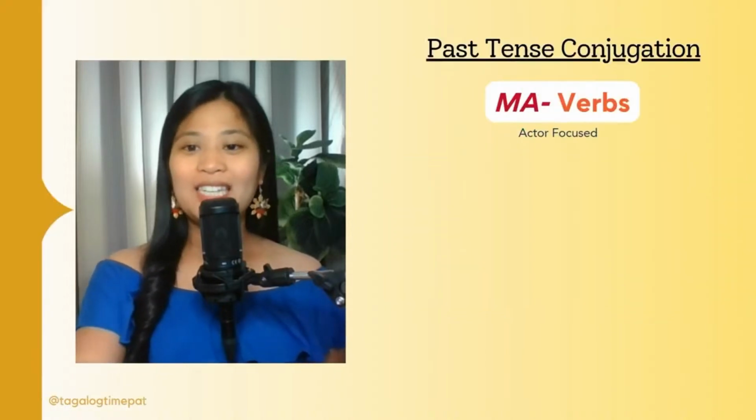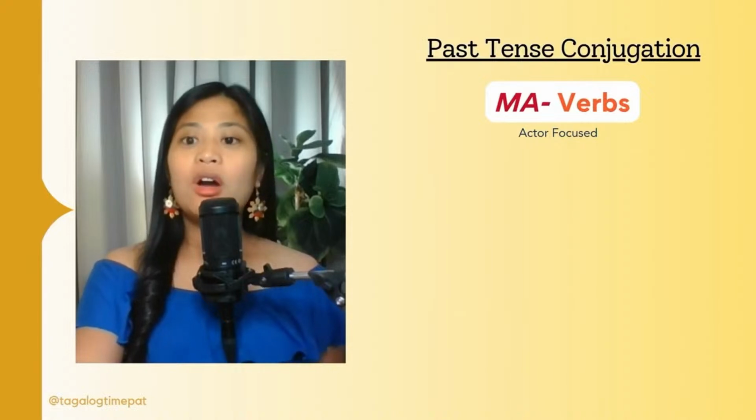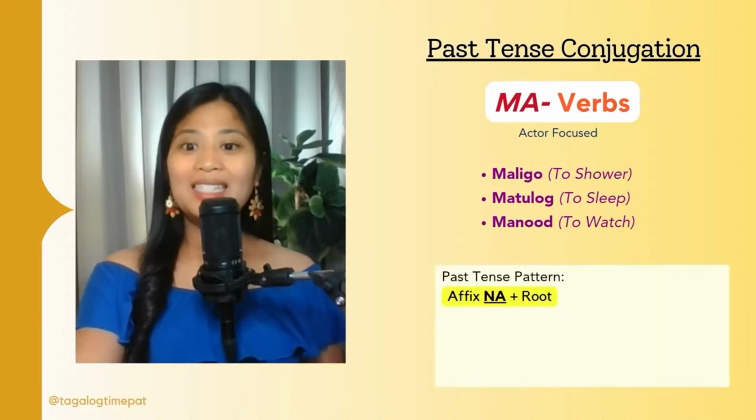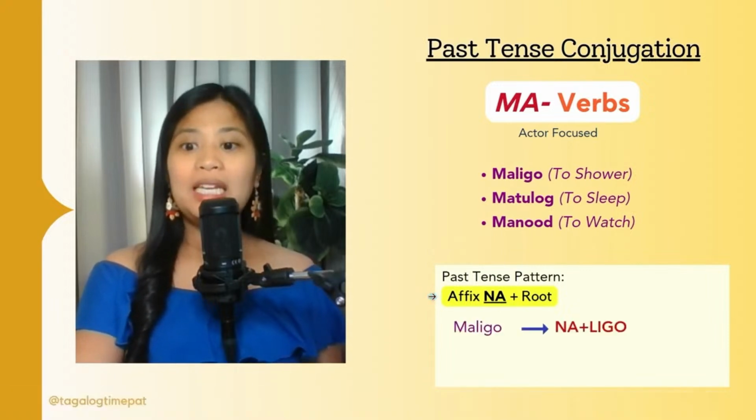All right, now let's take a look at ma-verbs. They have a very similar pattern. These are also actor-focused, and some examples are maligo, to shower, matulog, to sleep, manood, to watch. In the past tense, this is the pattern for ma-verbs. Now the affix is na, and then it's the root. For example, maligo becomes naligo.